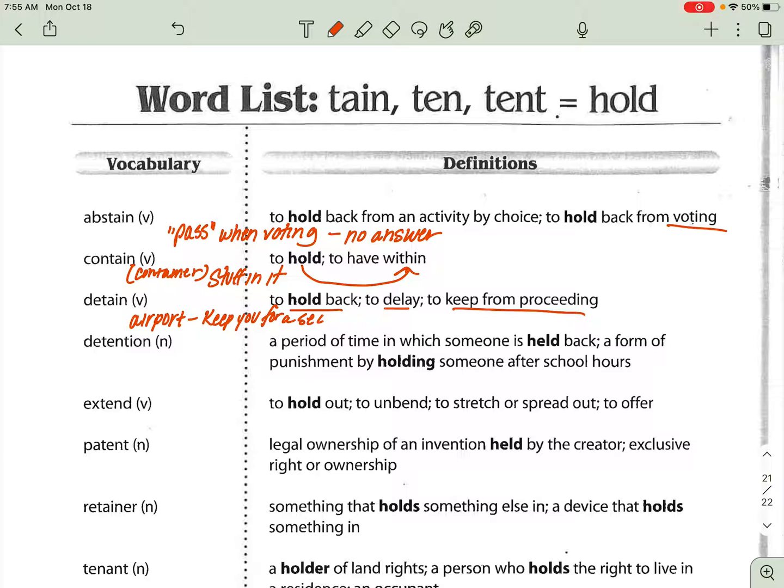Then you have detention. These kind of go together because you would detain somebody in detention. Okay, so detention is actually the noun. It's the period of time in which you are held back.